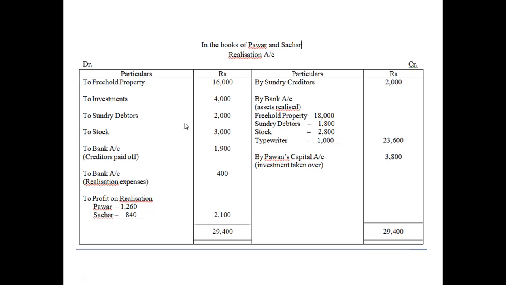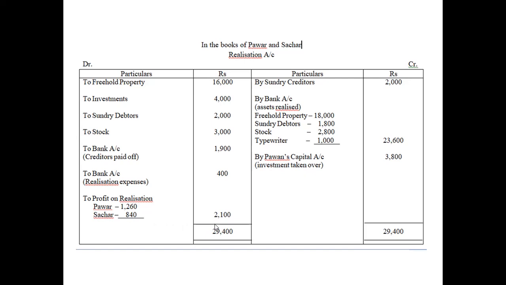You will find the total after this, and you will see that the total of the credit side will be more. There will be a balance on the debit side of rupees 2,100, and this balance appearing on the debit side will be known as your profit on realization. As I have previously mentioned, instead of writing profit on realization directly, you can simply write partners' capital account, in brackets, profit on realization. This profit on realization will be shared between the partners as per their profit sharing ratio, which is 3:2.